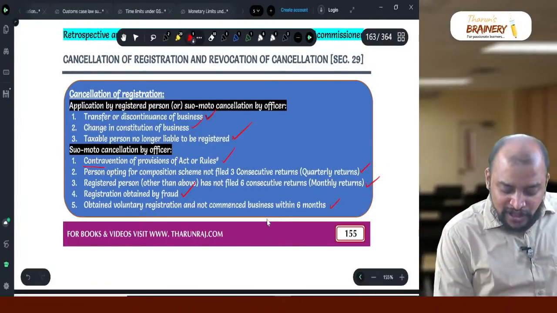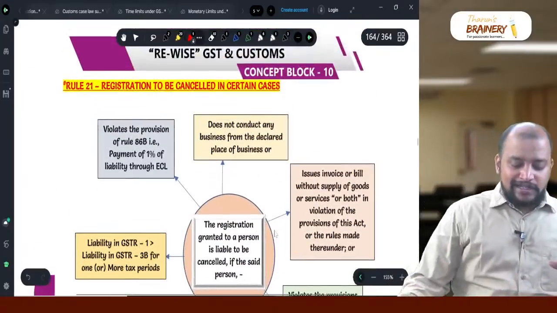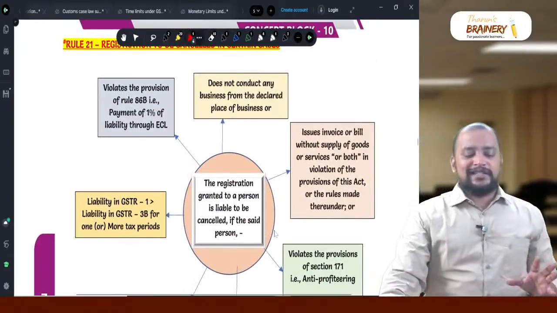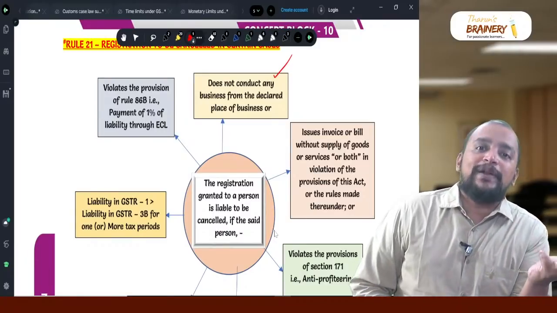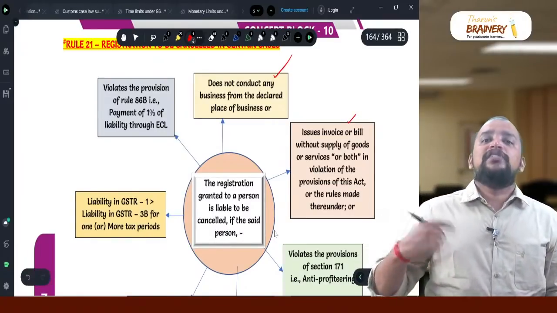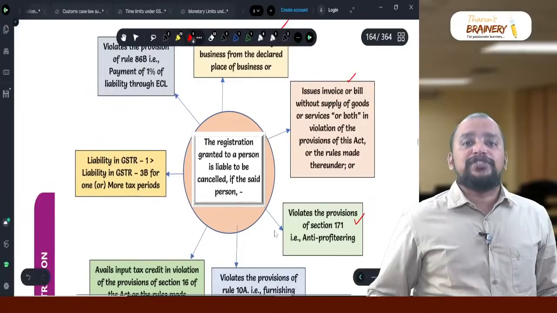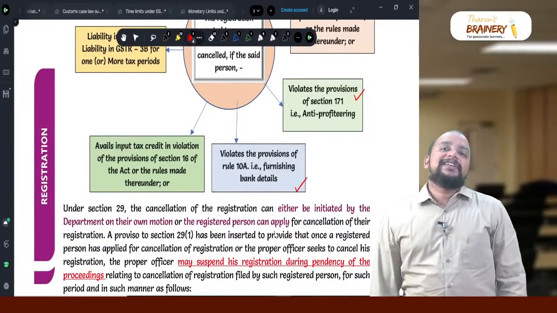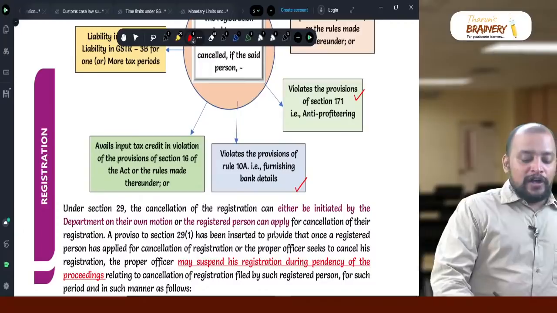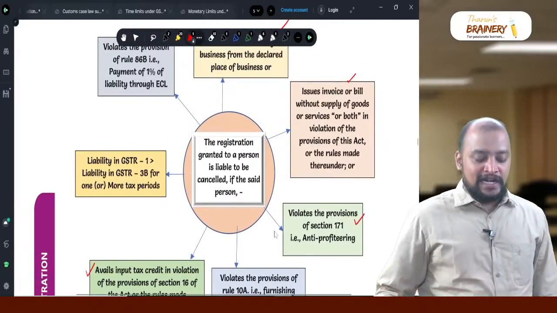Nowadays, there is a possibility of one more question: what are the contraventions of the provisions that lead to cancellation of registration? These are the contraventions. Number 1, you are not conducting business from the place where you have obtained registration, or you are issuing improper invoices, or you have violated anti-profiteering provisions, or you are violating Rule 10A, that is, not furnishing the bank details within the time, or you avail input tax credit in violation of section 16, the conditions for availment of ITC.